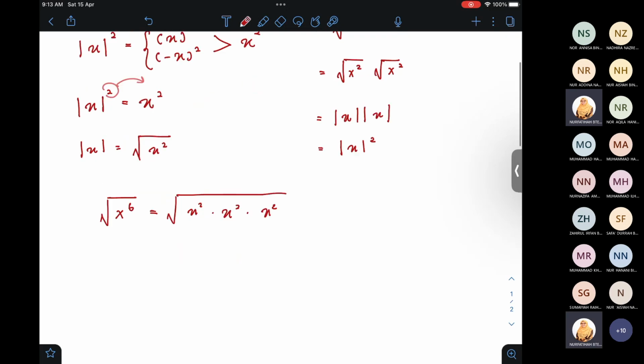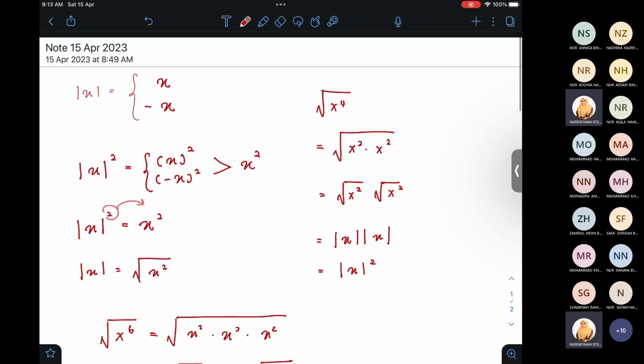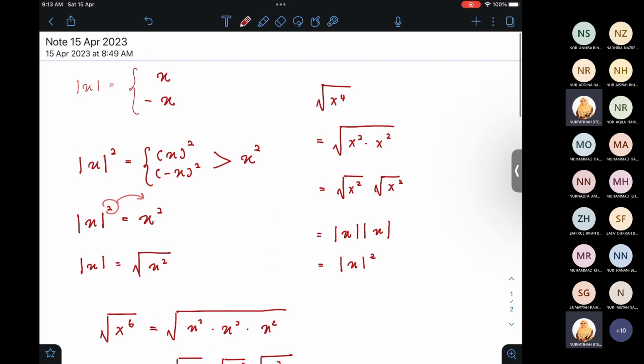Okay, and then we can separate it. So kita akan dapat x square, square root x square, square root x square. Kita tahu square root x square ialah modulus x. Modulus x, modulus x. So ini akan jadi apa? Modulus x to the power of 3. Okay. So ini yang awak kena tahu, awak kena tahu benda-benda ni.